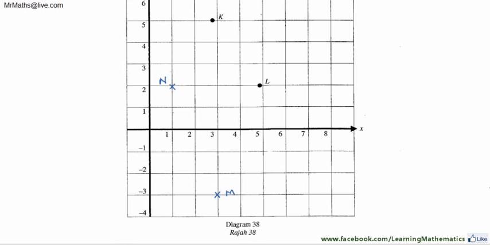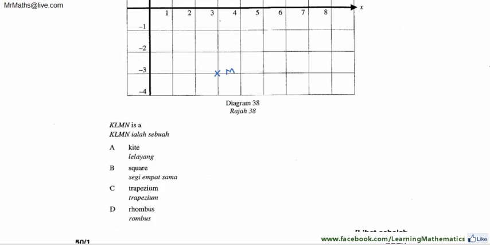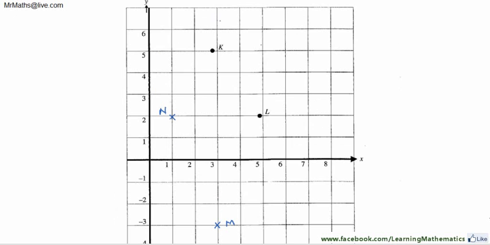It looks like a kite to me. Yeah, it looks like a kite. But this doesn't look like it's placed at the right place. I would assume that the actual point of K is here, right? And then L should be here. So if we try to connect all the points, then it becomes a kite.